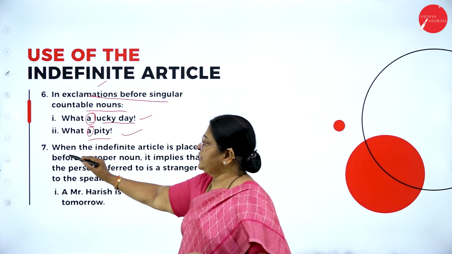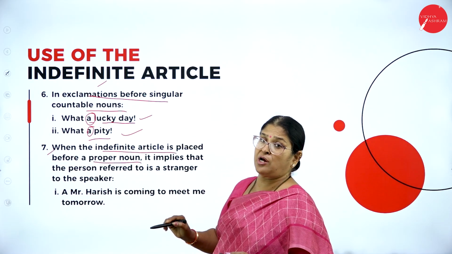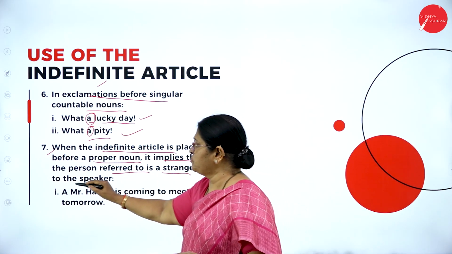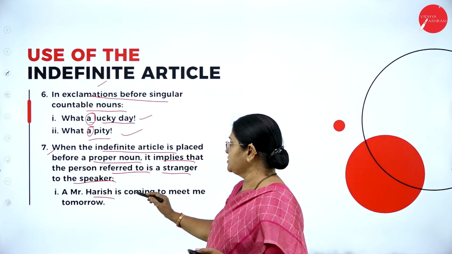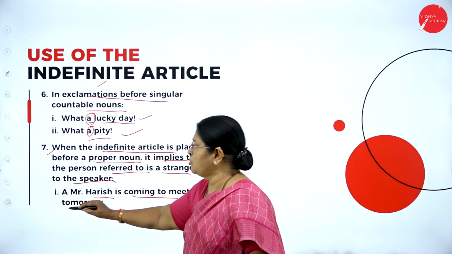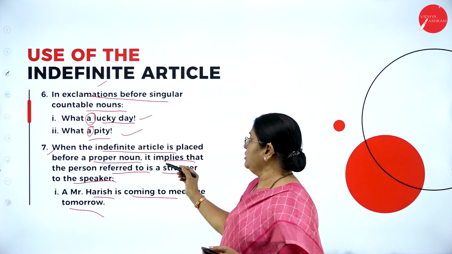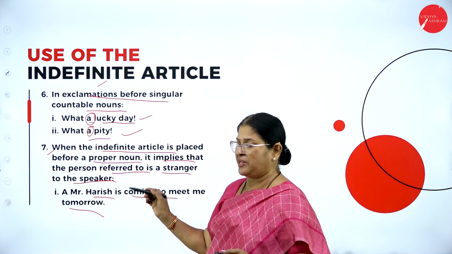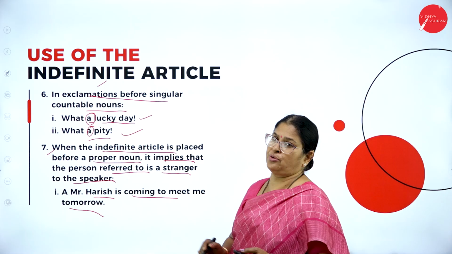Next situation, when the indefinite article is placed before a proper noun, it implies that the person referred to is a stranger to the speaker. For example, a Mr. Harish is coming to meet me tomorrow. So when the indefinite article is placed before a proper noun, it implies that the person referred to is a stranger to the speaker.